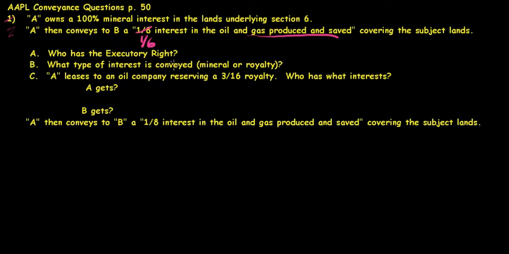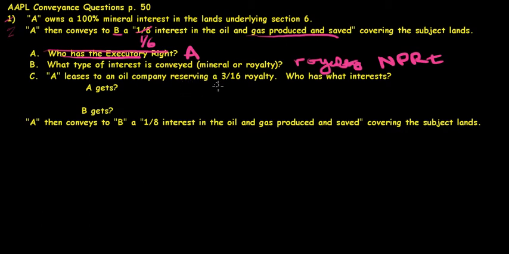Okay, so A then leases to... it doesn't ask this question, but what type of interest is conveyed? We know that it's a royalty interest. And to be more specific, we can even say it's a non-participating royalty interest. Does B have the executive right? No. A has the executive right. So B does not have the executive right.